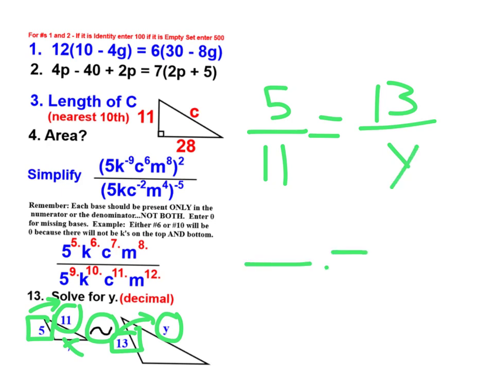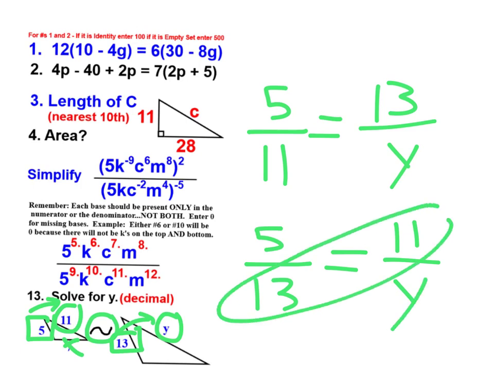I could also go between triangles, so I could say 5 is the corresponding side to the 13 in the same way that 11 is the corresponding side to the y. But you'll notice, no matter how you set this up, 11 and 13 are going to be diagonal, and 5 is going to be the one on the bottom. So we multiply 13 by 11, and then we divide by 5 to get our answer. And when I do that, I get 28.6. So y is 28.6.